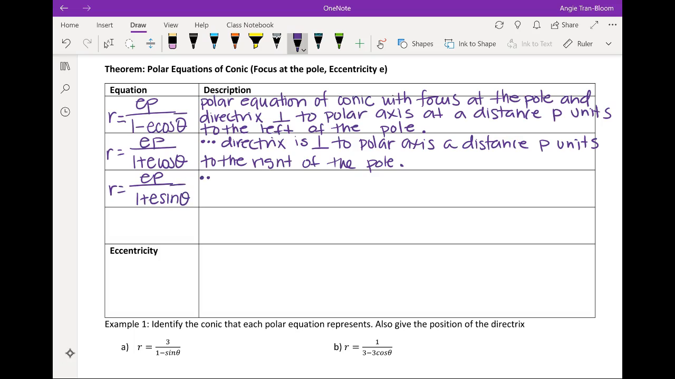So again, it's another polar equation of a conic with a focus at the pole still, and this time the directrix will be parallel. The directrix is parallel to the polar axis at p units above the pole.